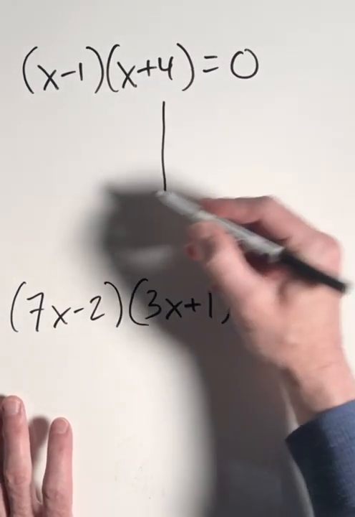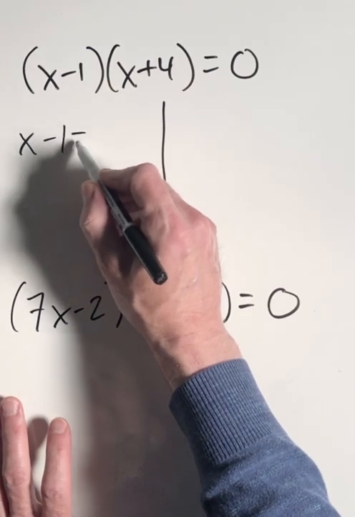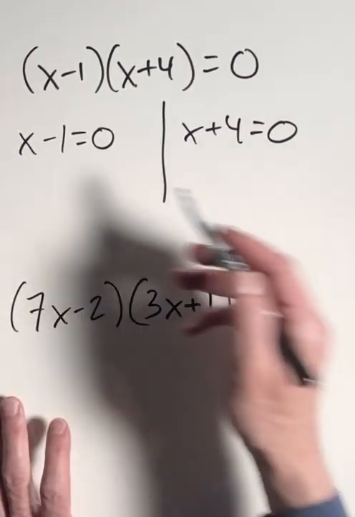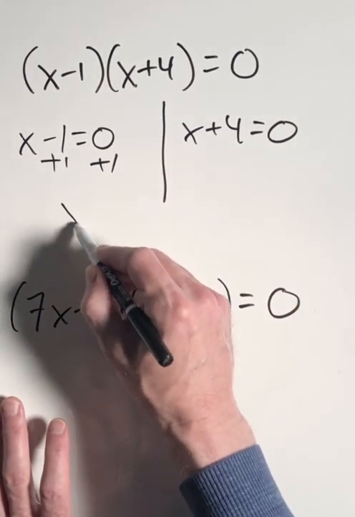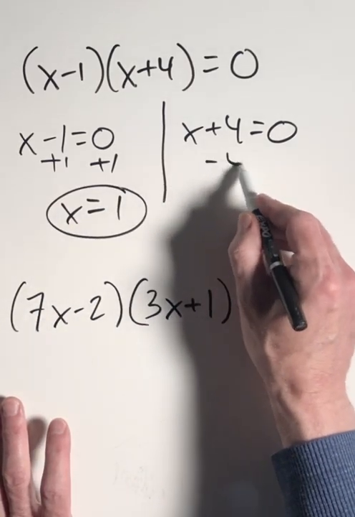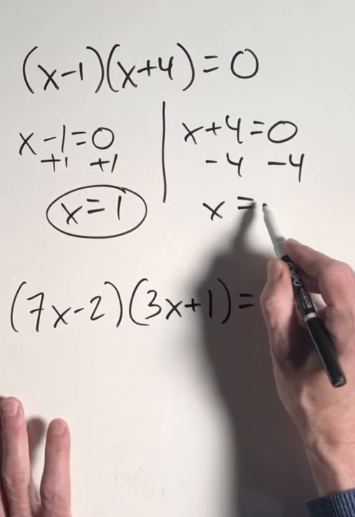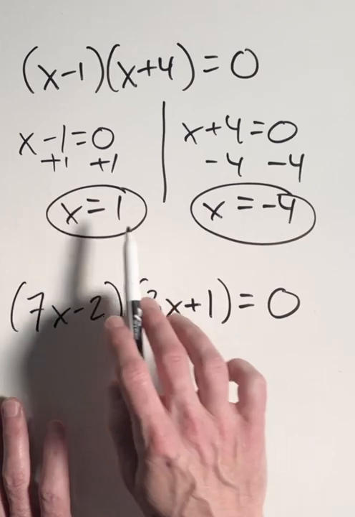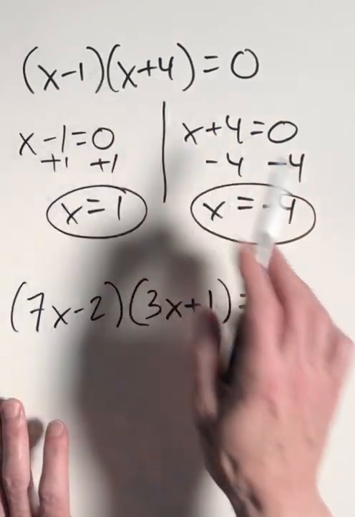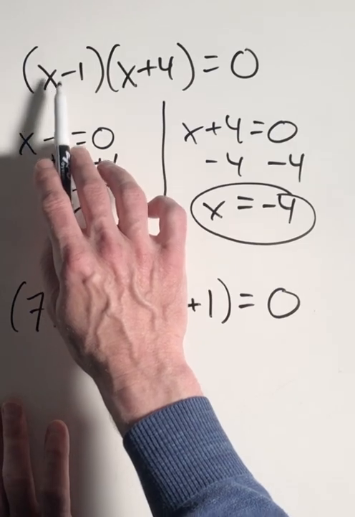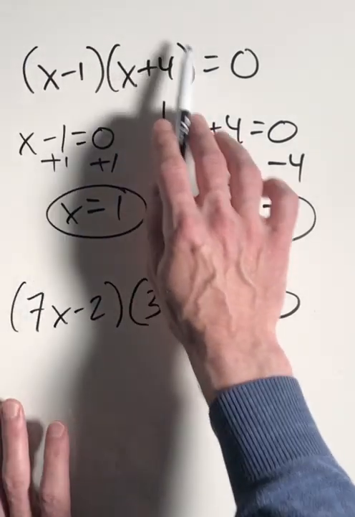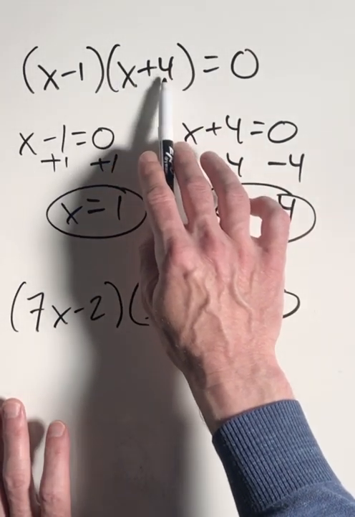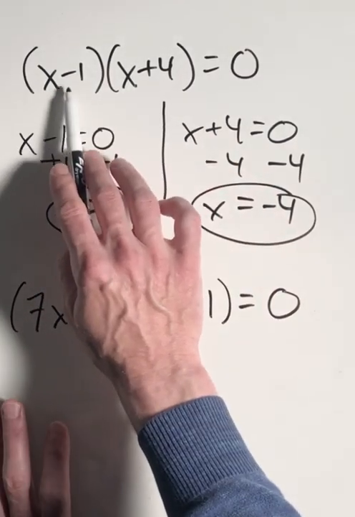So what I like to do here is just draw a vertical line and set each of the binomial factors equal to 0. And then simply solve these equations. Noting that for this product of two binomial factors, there are two values that would allow for the product of them to equal 0. If x equaled positive 1, then 1 minus 1 is 0, and 0 times whatever this factor is would equal 0.